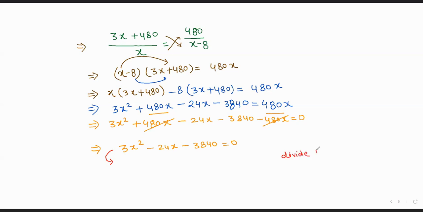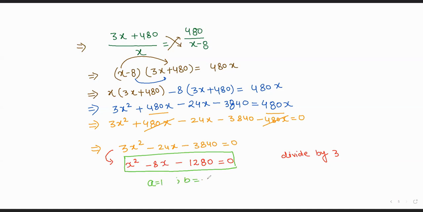So we divide by 3. So it will become x square minus 8x minus 1280 equal to 0. So this is the final quadratic equation, where we have a is 1, b is minus 8, and c is minus 1280.